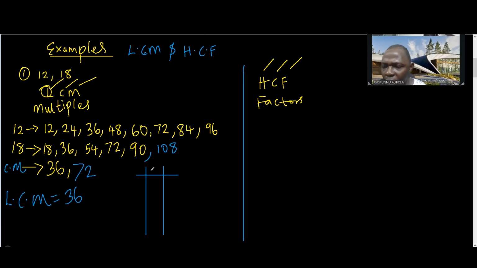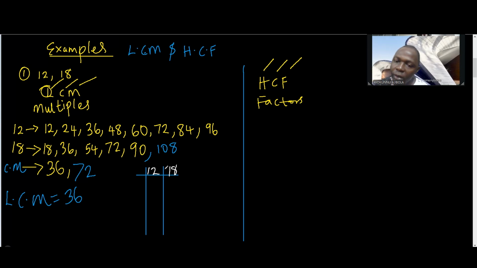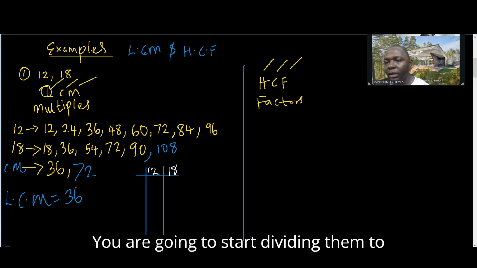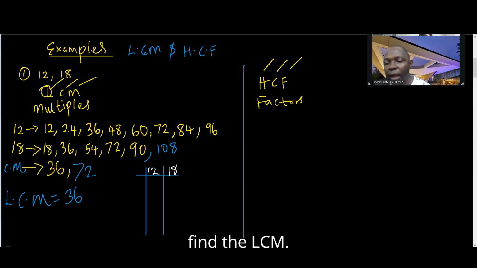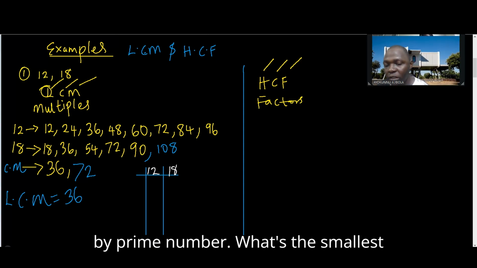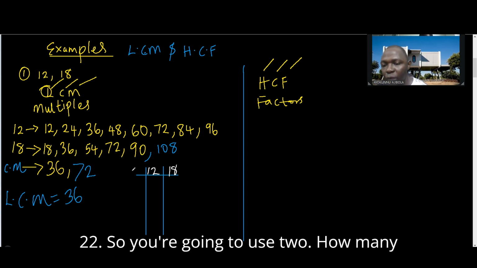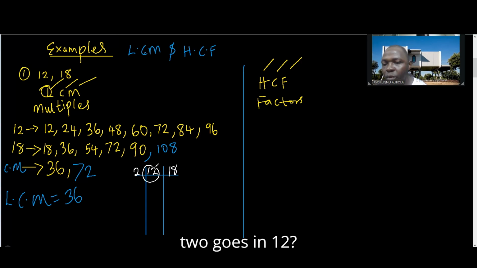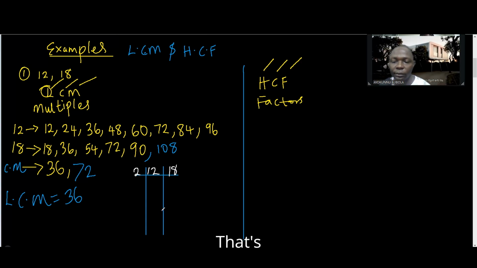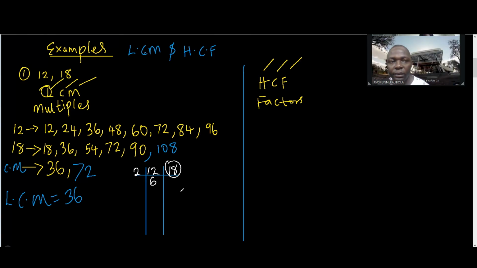Now, 12 is written and 18 is written. You are going to start dividing them to find the LCM. And I told you you have to divide them by prime numbers. What's the smallest prime number? 2. So you're going to use 2. How many 2 goes in 12? 6. Then how many 2 goes in 18? 9.